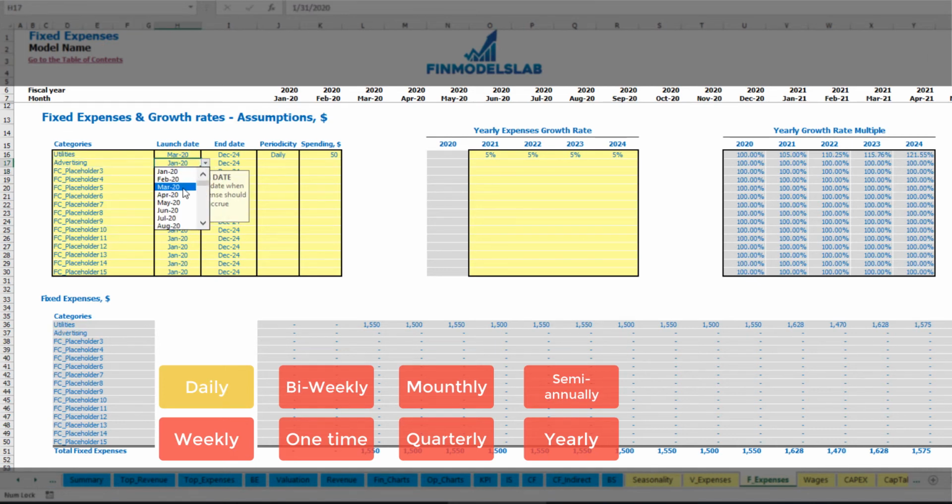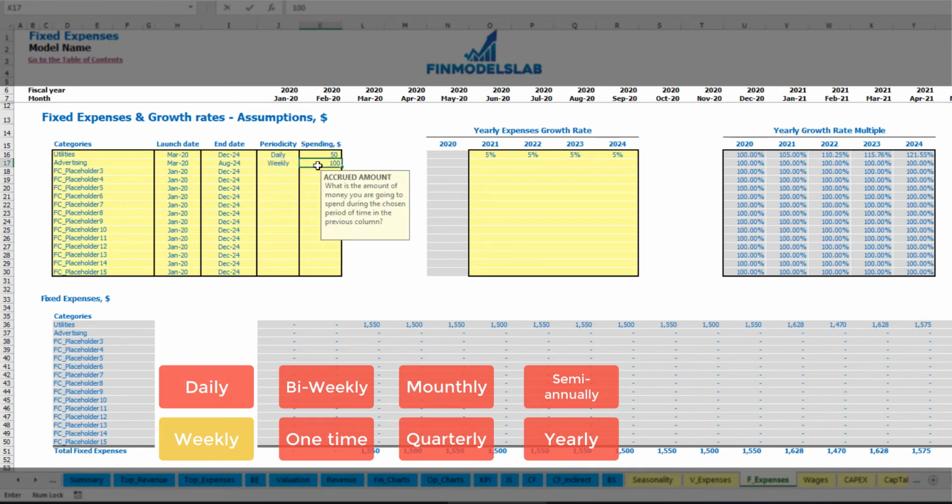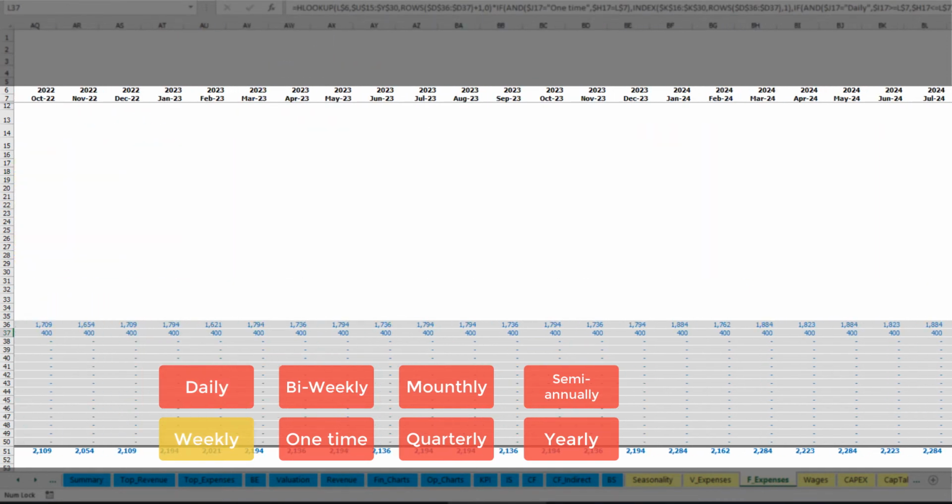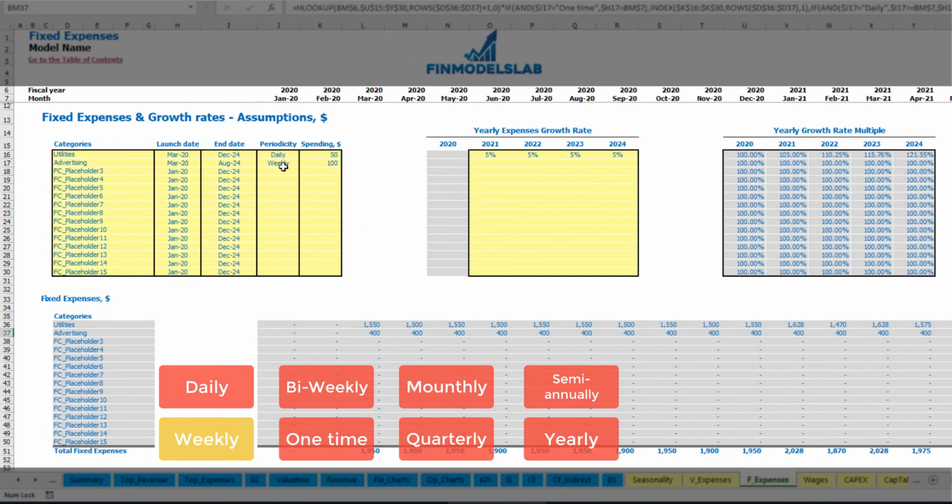Let it start in March and finish in August 24. This will be on weekly basis with amount of $100 without any growth. So starting from March till August 24, you have $400 per month, which is 4 weekly payments each month. And that's it.